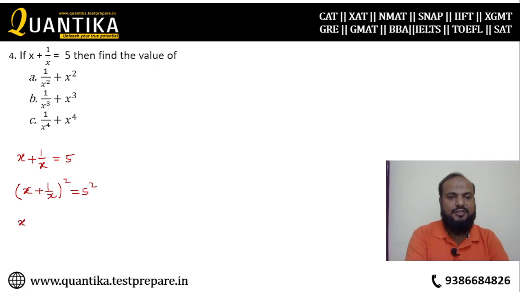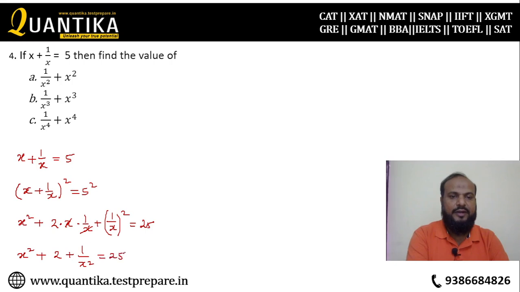So this is like a square plus 2ab plus b square is equal to 5 square, which is 25. So x square plus 2 plus 1 by x square is equal to 25. So it becomes x square plus 1 by x square plus 2 is equal to 25.